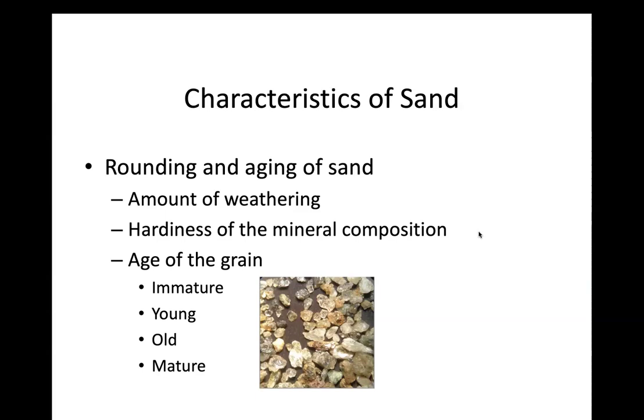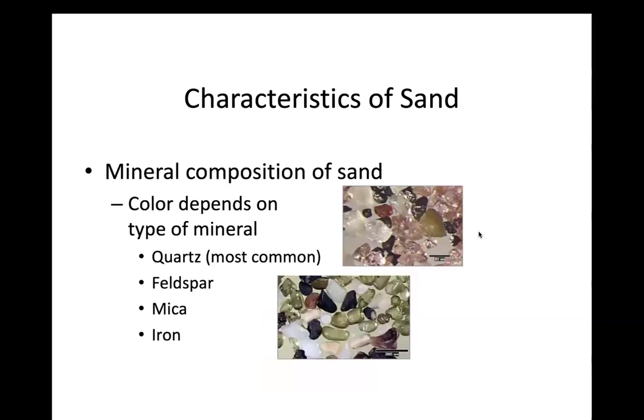So again, on this slide, you can see the amount of weathering, the hardiness of the mineral composition, and the age of the grain can all play a role in how round sand will be. If we look at the overall mineral composition of sand, the color depends on the type of mineral. Quartz is the most common, then feldspar, mica, or iron.